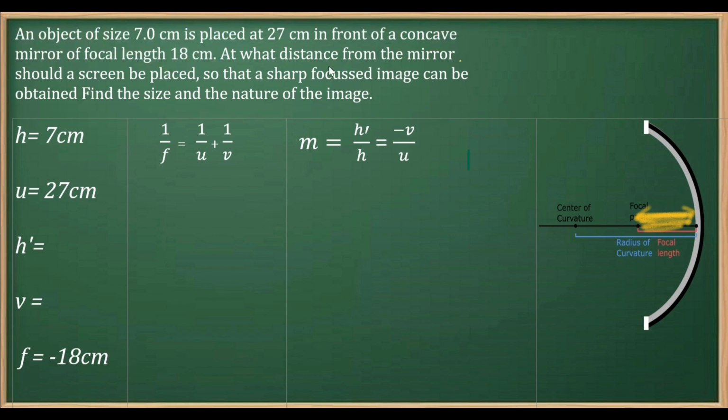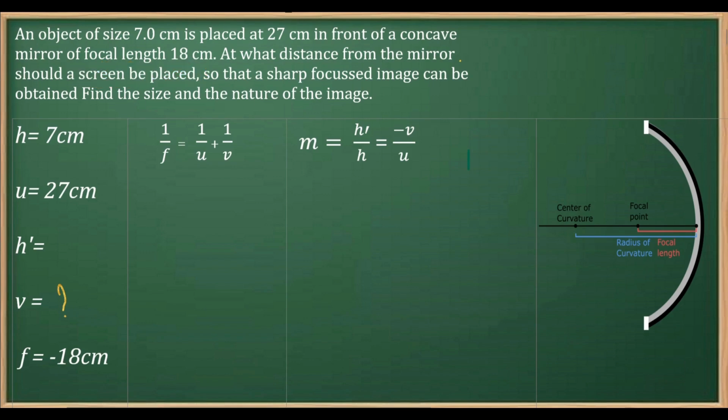Now, what other things do we have to find out? Number one, at what distance from the mirror should the screen be placed, right? You know that on a screen only a real image is formed. Only a real image can be obtained on a screen. So finding the distance of the screen from the mirror is the same as finding the distance of the image. That means we need to calculate V here.